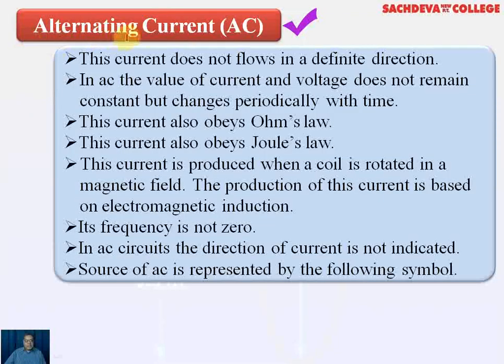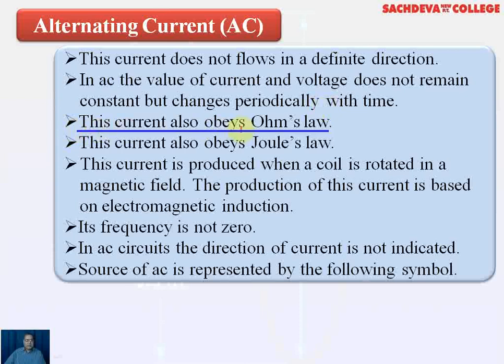Now, alternating current does not flow in a definite direction. The direction varies with time. In alternating current, the value of current and voltage does not remain constant but changes periodically. Periodically means after a regular interval of time. Normally, one complete cycle of AC is completed in 1 over 50 seconds, whereas the frequency of alternating current is 50 cycles per second.